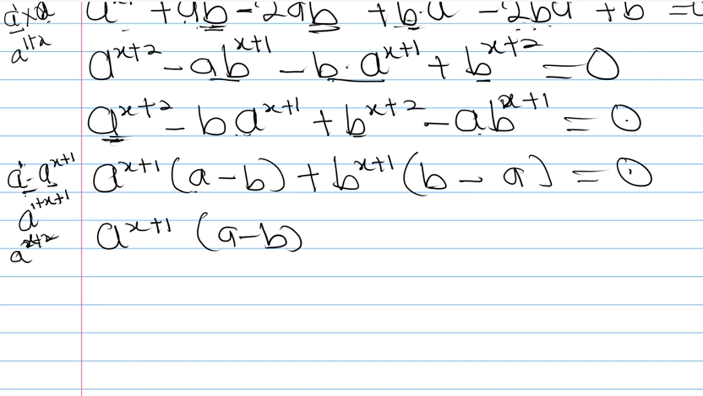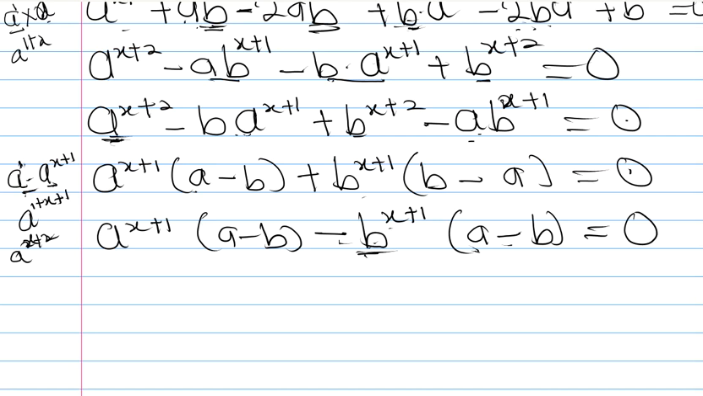Now I want to manipulate this so that we get the same thing here, right? Here I can say minus b raised power x plus 1, into a minus b, equal to 0. If you open this one, minus b times minus b raised power x plus 1 times a, we get this back. Minus times minus gives plus, so b raised power x plus 1 times b, we get this value back. So this is our mission.